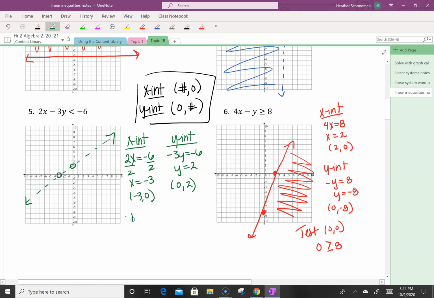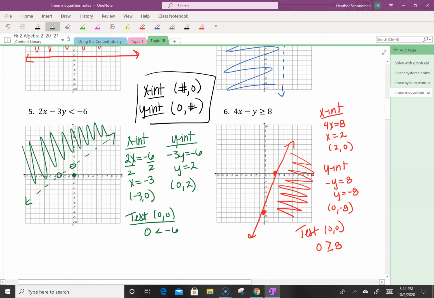Now I need to pick a test point. 0, 0 is not on the graph, and 0, 0 is the easiest test point to use. So when I plug in 0 for both x and y, I'm left with 0 on the left and negative 6 on the right. Well, 0 is not smaller than negative 6. So this point 0, 0 now, we know, is on the false side of the graph. And we don't want to shade the false side, we want to shade the true side. So since 0, 0 is on the false side, the true side must be over here, and that's the one I'm going to shade.